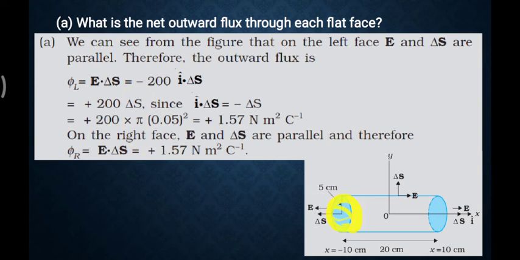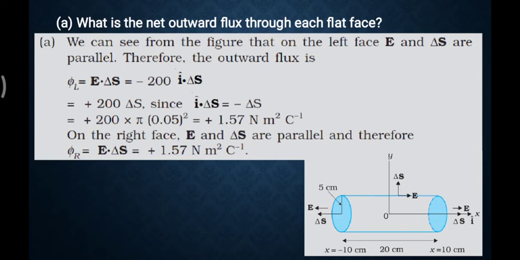This is the particular circle, so delta S is pi r square. What is the radius? 5 centimeters, so in meters it is 0.05 squared. So this is pi r square. If you use your calculator, you will get a positive 1.57 Newton meter square per Coulomb. This is the flux unit.